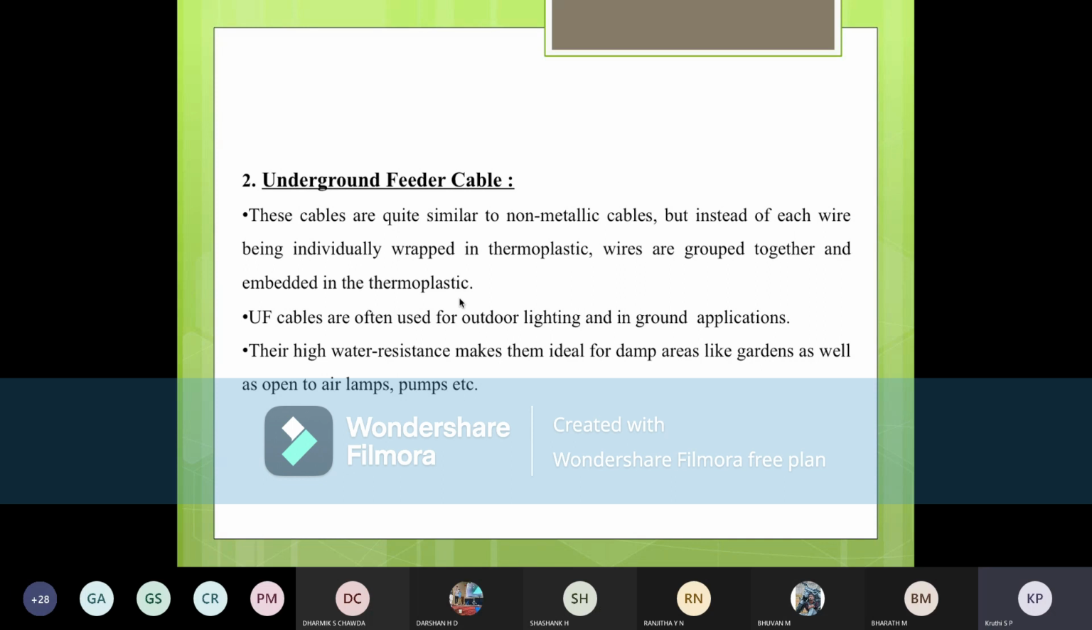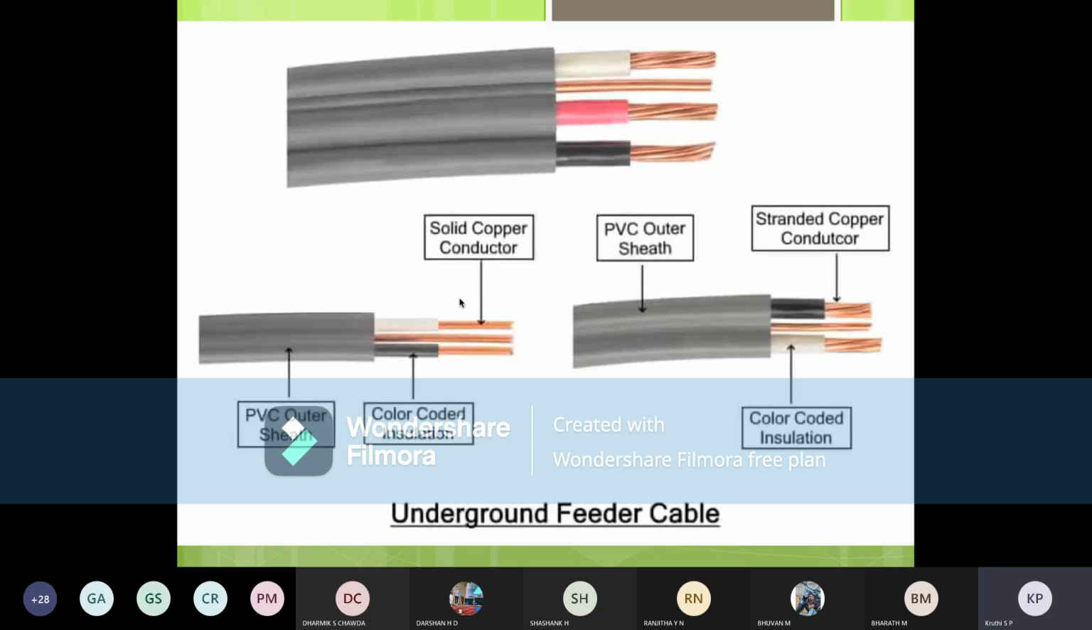Here, NM cables have a loose wrap of plastic sheet around them, whereas the conductors in UF cables are individually surrounded by a solid layer of thermoplastic, which provides flexibility and extra protection to the cable. This cable is made up of water-resistant insulation material, which allows it to be used in the power supply for garden shesheds and lamp posts, and it is mostly available with a gray outer sheet. See, this is an example of underground feeder cable.